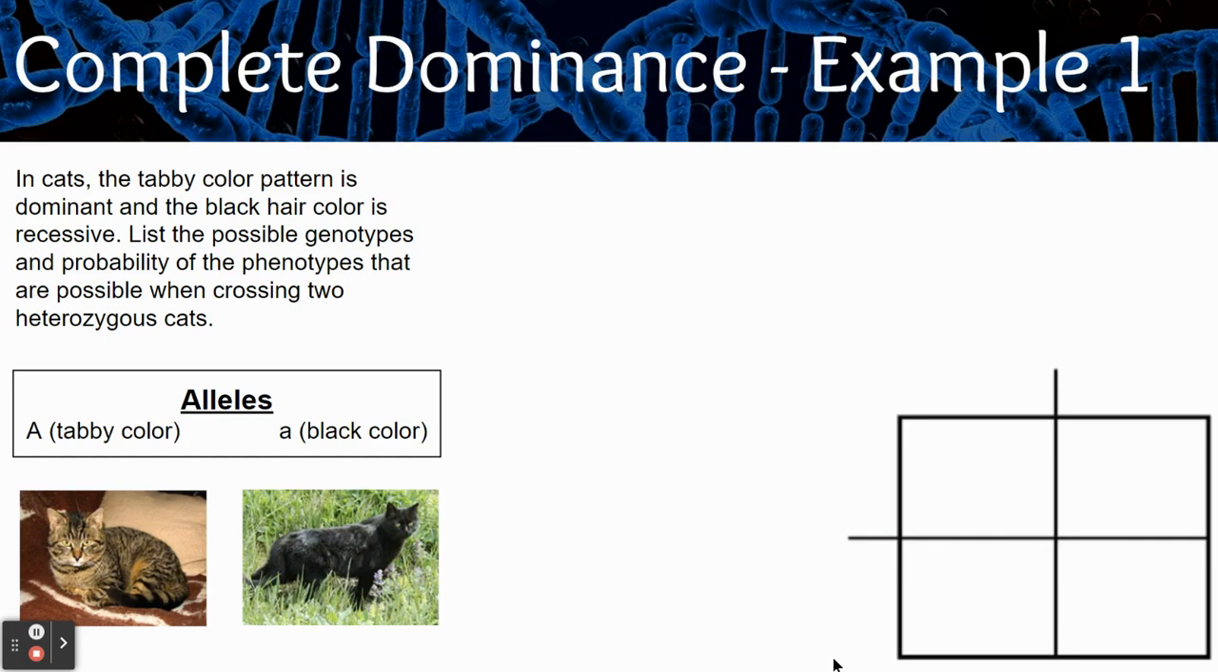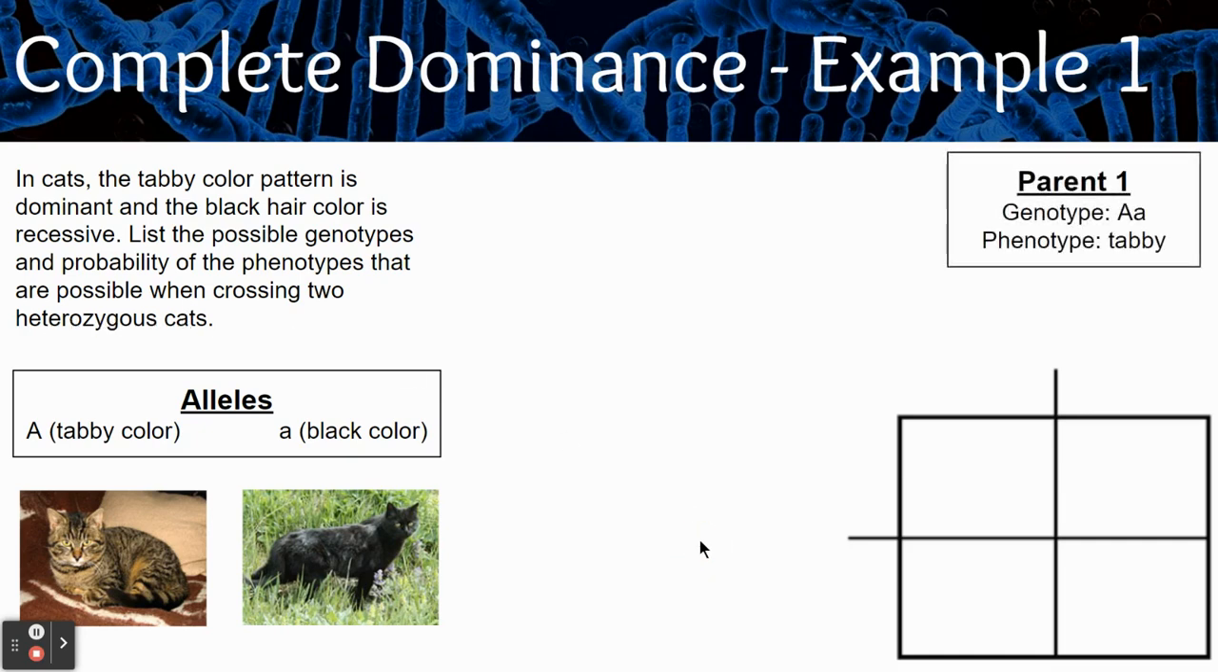In cats, the tabby color pattern, like you see here in the picture on the left, is actually dominant, and the black hair color is recessive. We're going to list all the possible genotypes and the probability of the phenotypes that are possible when crossing 2 heterozygous cats. So first of all, heterozygous means that there is one of each. There's a dominant and a recessive allele. So parent 1 will be capital A, lowercase a. And we know that since dominant is going to take over the phenotype, it's going to show that dominant trait. It's going to be tabby color. Let's go ahead and put those letters there.